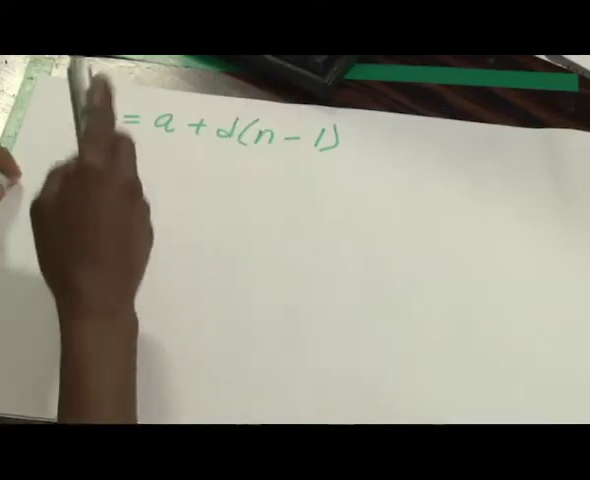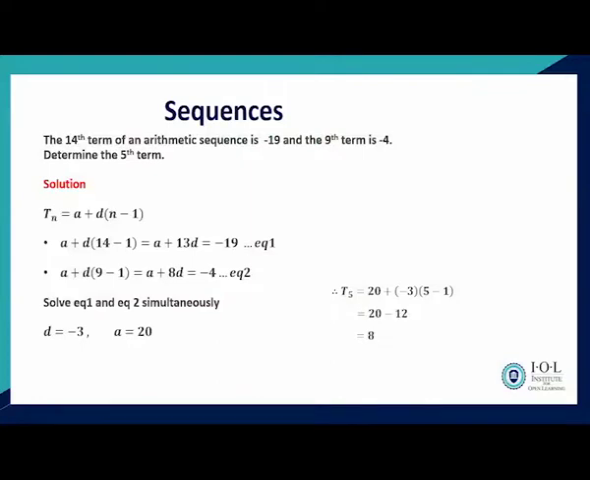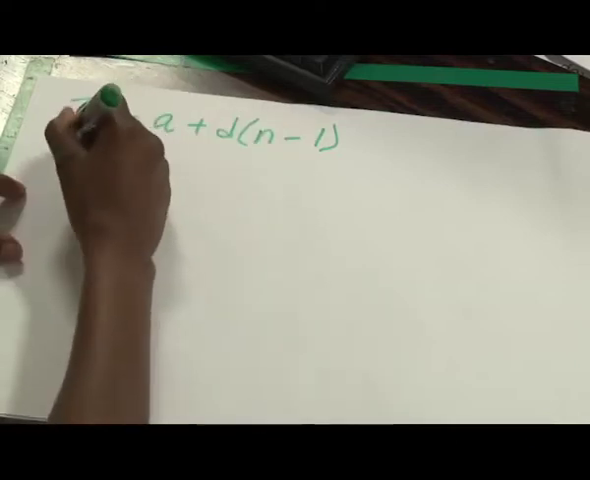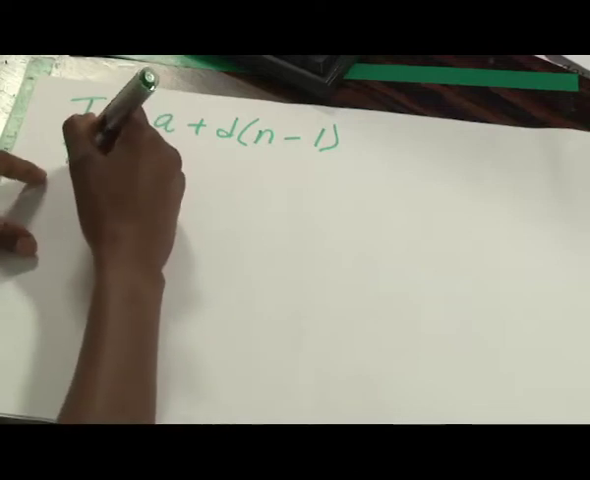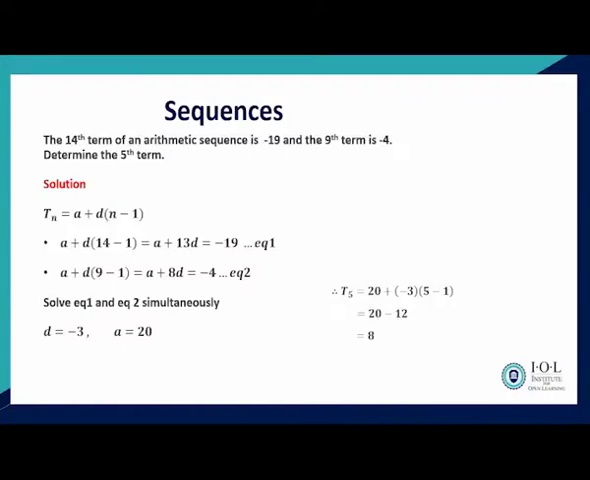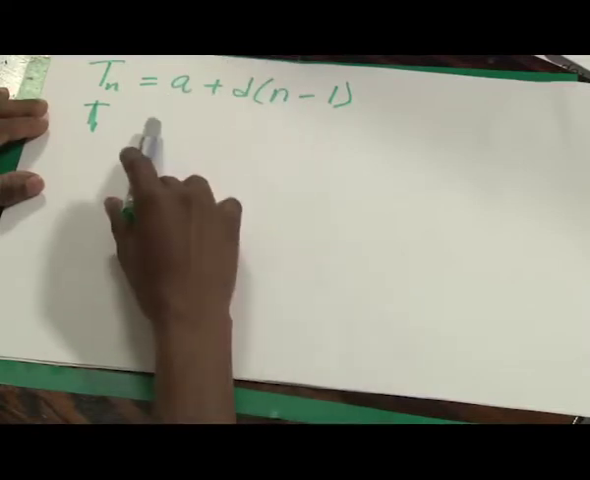All right, so it says the 14th term of an arithmetic sequence is negative 19. So that means Tn is negative 19 and n is 14. Right, so looking at the example on your screen, students, the 14th term of an arithmetic sequence is negative 19, and the 9th term is negative 4. Determine the 5th term. For us to be able to determine the 5th term, we first need to work out the value of A and the value of D.